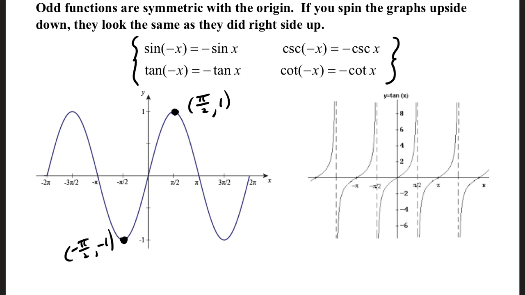Now in class, what I did was I highlighted these graphs and turned them upside down, and they look the same. And that's a characteristic of an odd function. It's symmetric with the origin. With tangent, say I pick pi, negative pi, those are the same values. If I pick this value and that value, like negative pi over 4, positive pi over 4, tangent of negative pi over 4 is negative 1. Tangent of positive pi over 4 is positive 1. So you switch the sign of the angle, you switch the sign of your answer, basically.